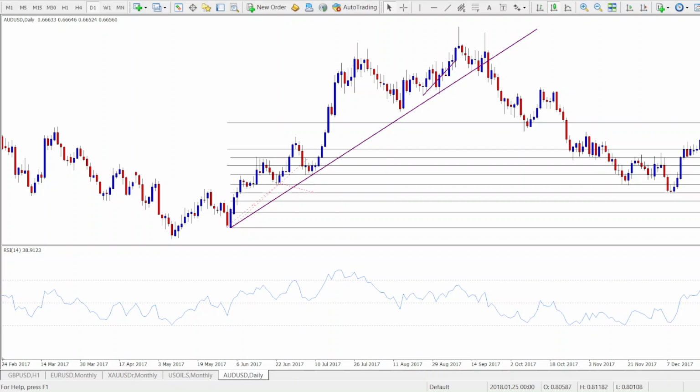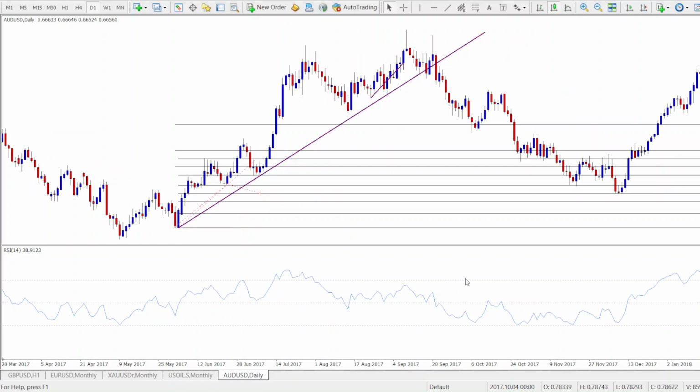Now, by mastering these Fibonacci retracement and extension techniques, you will improve your ability to identify key levels, enhance trade setups, and anticipate market reversals with greater confidence.